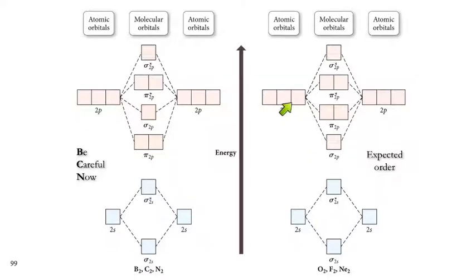Sorry about that. 2 of them will overlap end to end and form sigma orbitals. So this one's lower in energy, this one's higher. The other 2 will overlap side to side and form pi orbitals. So we'll get 2 pi bonding orbitals and 2 anti-bonding orbitals. This is what happens with boron, carbon, and nitrogen. And if you look, the difference is that these 2 lower ones are switched. So the expected order is that the sigma bonding is lower in energy than the pi bonding, but over here it's the pi bonding that's lower than the sigma bonding. The upper 2 are the same.